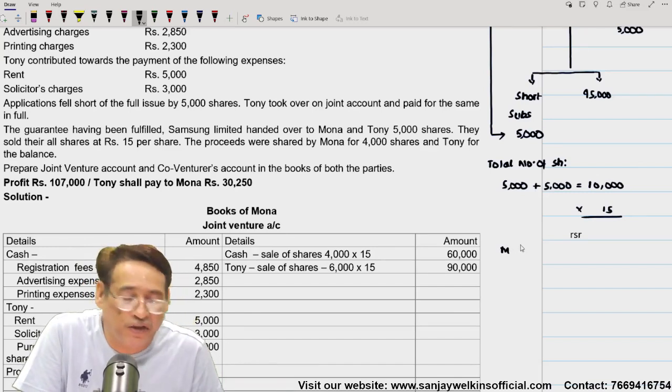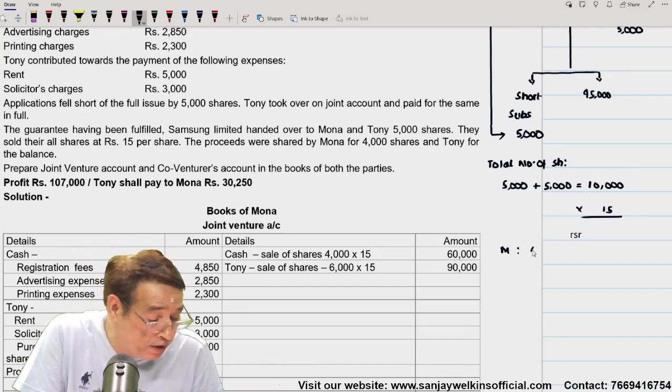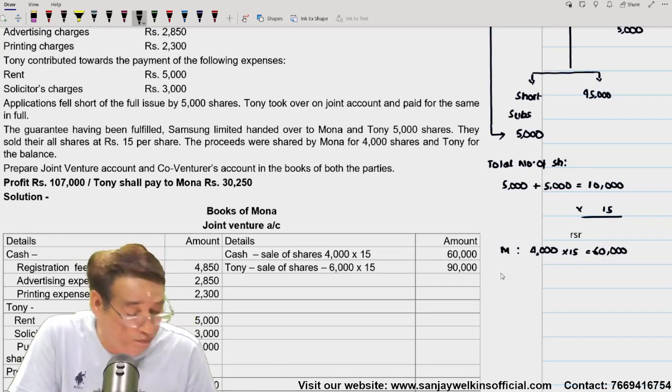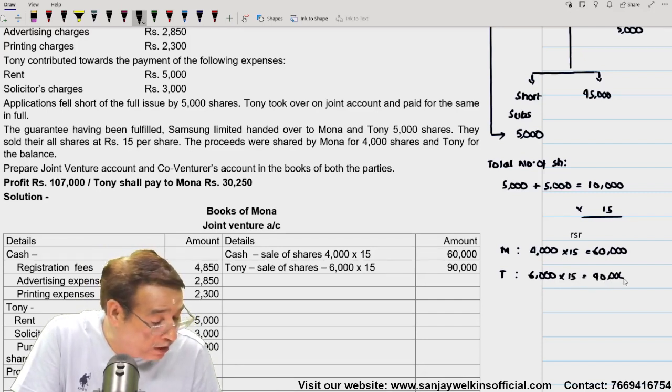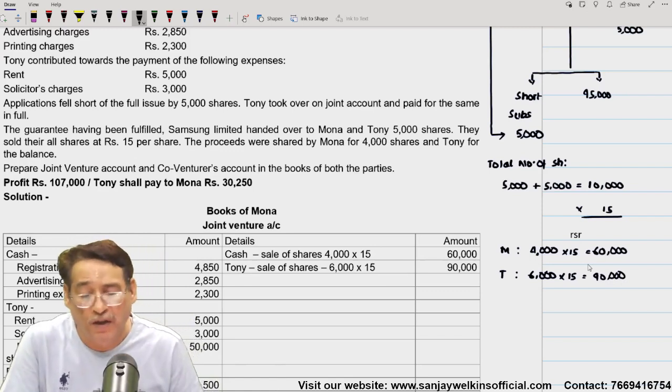these 10,000 shares have been sold, but Mona received proceeds for 4,000 shares. That means 4,000 into 15, 60,000 worth of sale proceeds have been received by Mona, and Tony has received the balance. That means 6,000 into 15, that is 90,000 worth of sale proceeds must be received by Tony. So this is the question.